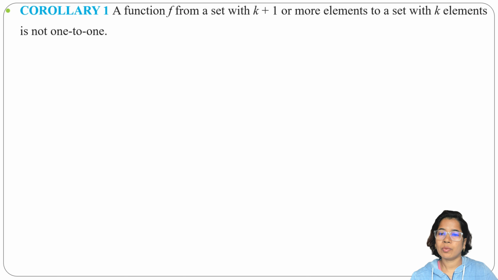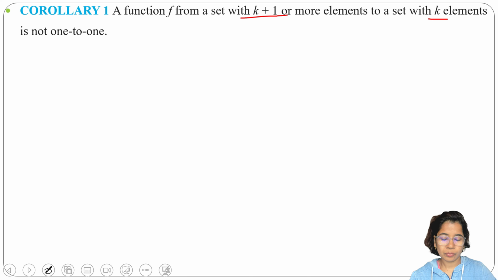Now corollary 1: a function f from a set with k plus 1 or more elements to a set with k elements is not 1 to 1. If there are more elements, then that cannot be matched with k elements. It's not 1 to 1, meaning in one hole there cannot be just one pigeon. There can be more pigeons. So it's not 1 to 1.